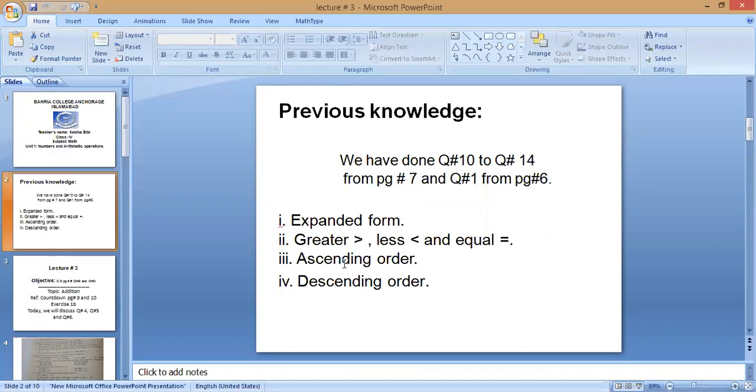After this, you got ascending order. What is ascending order? When you have numbers and you want to arrange in ascending order, you will arrange your numbers smallest to biggest. And what is descending order? Do you know? Yes. Descending order is when you arrange your numbers greatest to smallest, or you can say biggest to smallest.